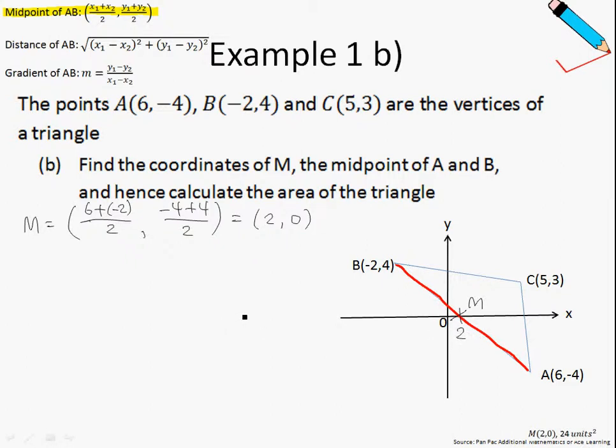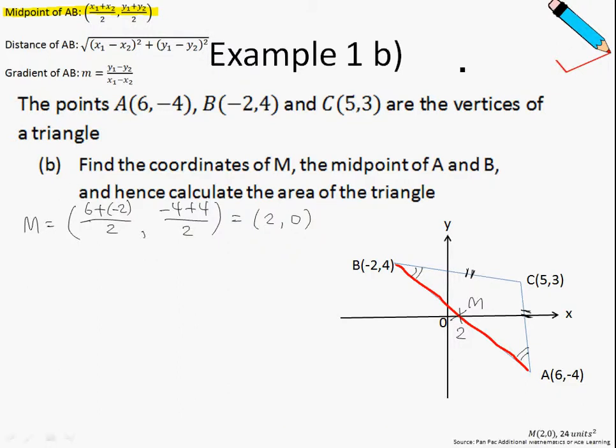Using this piece of information, I will want to find the area of the triangle. Recall previously in example 1a, we proved that the triangle is an isosceles triangle, and therefore distance BC is equal to distance AC. These two angles are also the same because it is an isosceles triangle. Perhaps the sketch is not drawn to scale, but to find the area of the triangle, I will have to take half times base times height.